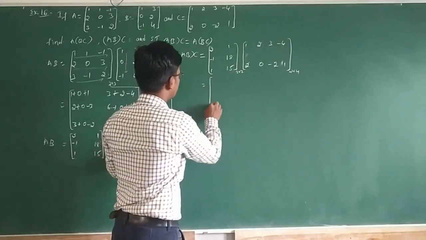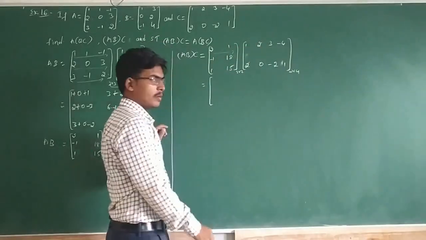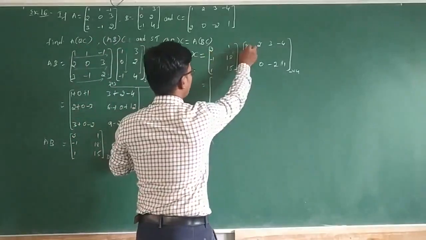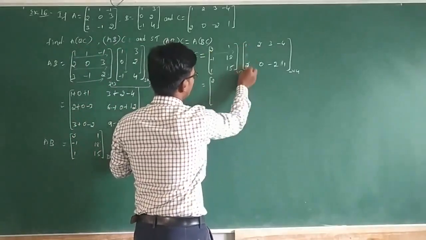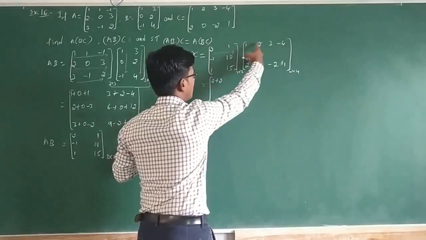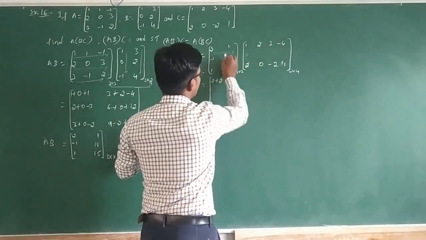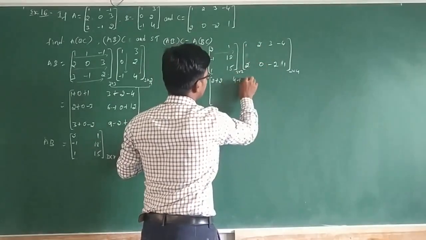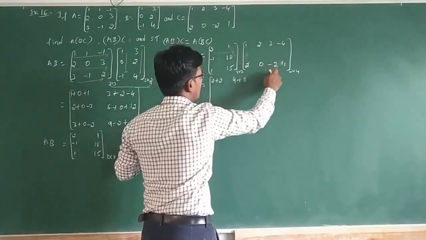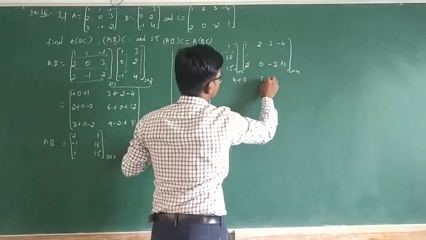Multiply the first row with each column of the next matrix, with the addition of corresponding elements. Here 2 into 1 it is 2, 1 into 2 is 2. First column completed. Next, same row with the next column, multiply. Here 2 into 2 is 4, 1 into 0 is 0. Second column completed. Next, same row with the third column, multiply. 2 into 3 is 6, 1 into minus 2 is minus 2.